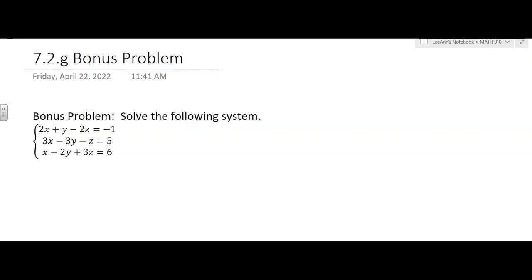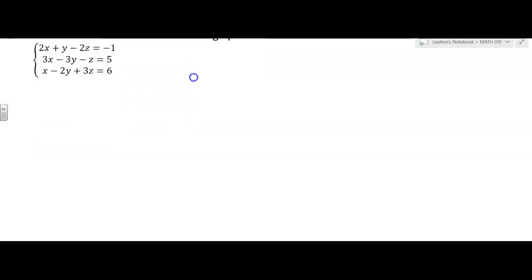But then we also did a system where there was no solution. Those ones go pretty quick. And then the dependent solution, that was in the last video. That's a little bit trickier because you have to get the solution, the ordered triple, in terms of one of the variables. Okay, so that's just kind of a recap. So we'll see what this problem does.